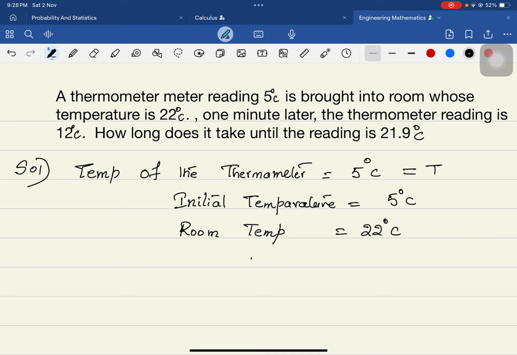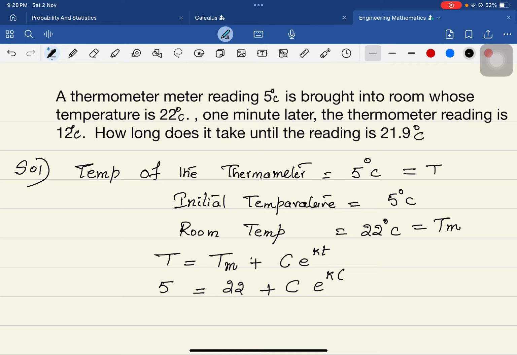Now let us see the equation now. What is the equation? The temperature of the body at the time t is given by T is equal to Tm plus C times e power kt. Alright. So now what is T here? It is given as 5 degrees centigrade, the initial temperature, and what is Tm? The room temperature. The room temperature is given by Tm and that is 22 degrees centigrade, and C we don't know, e power k we don't know.